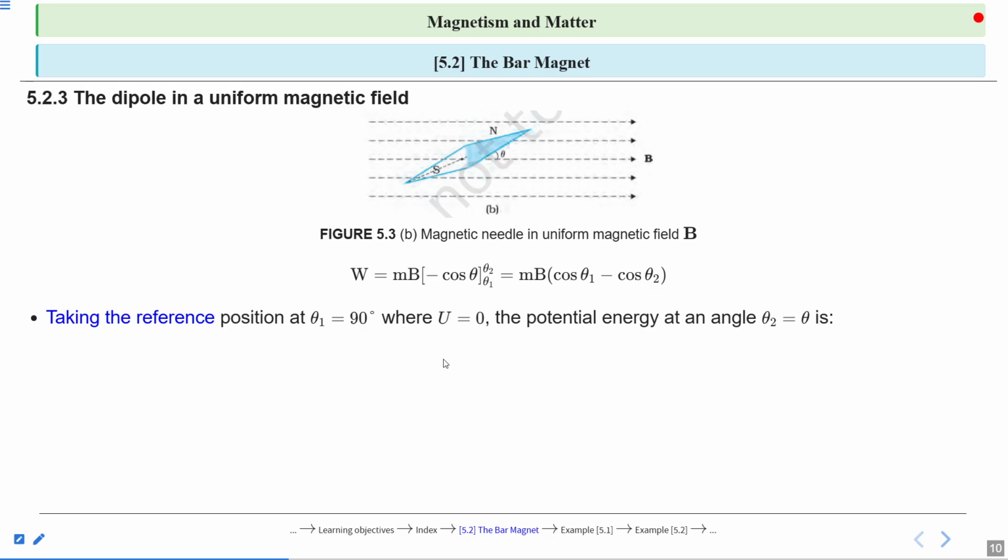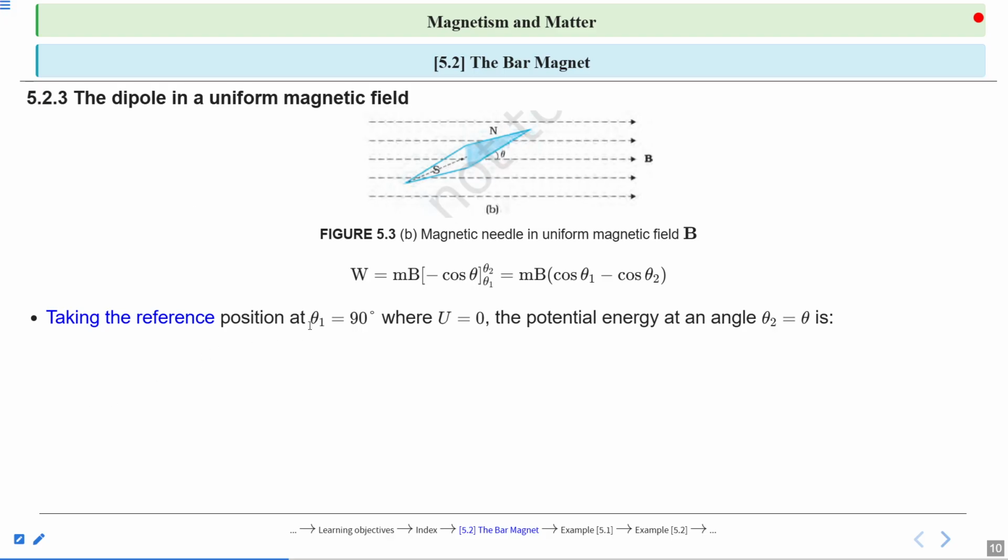Okay, so we are taking the reference when theta 1 is equal to 90 degrees. At this theta 1, cos theta 1 will become cos 90 degrees, which is 0. So potential energy will become 0 at the theta 1 orientation. That means the potential energy of this needle will be 0 when this needle makes a 90 degree angle with this magnetic field. So we will take it as the reference, the zero potential energy.